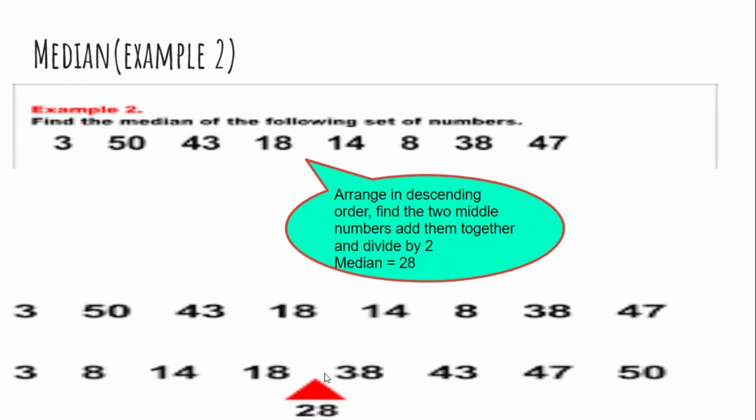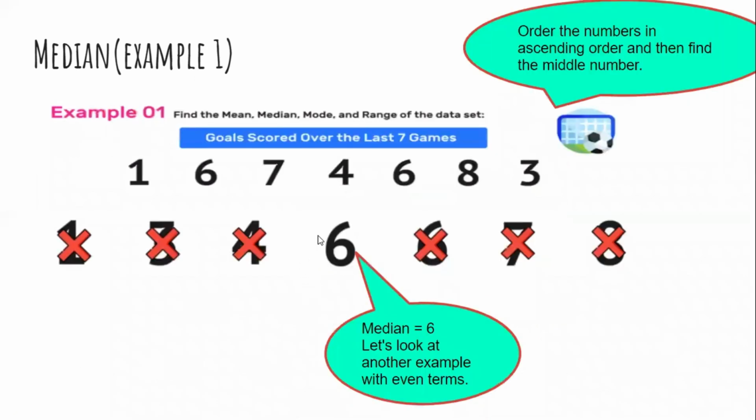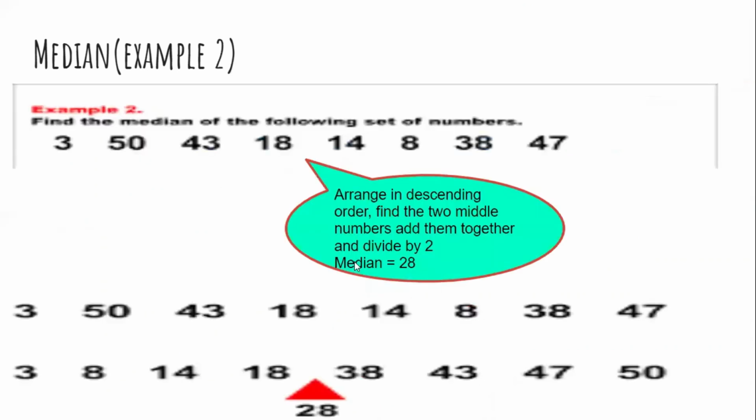Now, what is different here? In the previous example, we were looking for the one middle number because there were an odd number of terms. But when there are even terms, you look for the two middle numbers. So now when we look at the two middle numbers, we know that we would have 1, 2, 3 on this side, and then 1, 2, 3 on this side. So the two middle numbers would be 18 and 38.